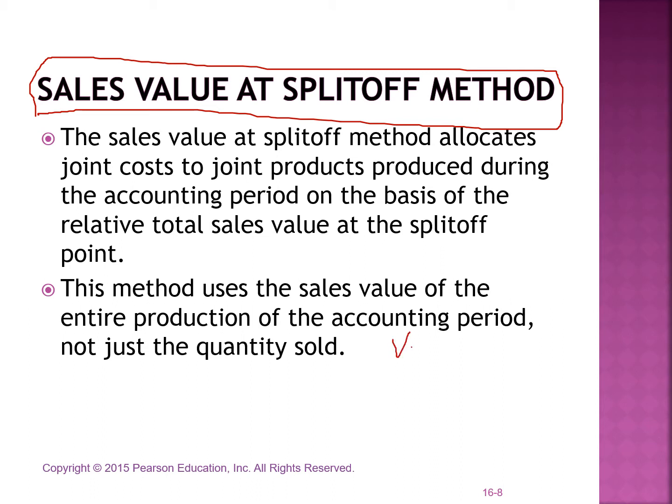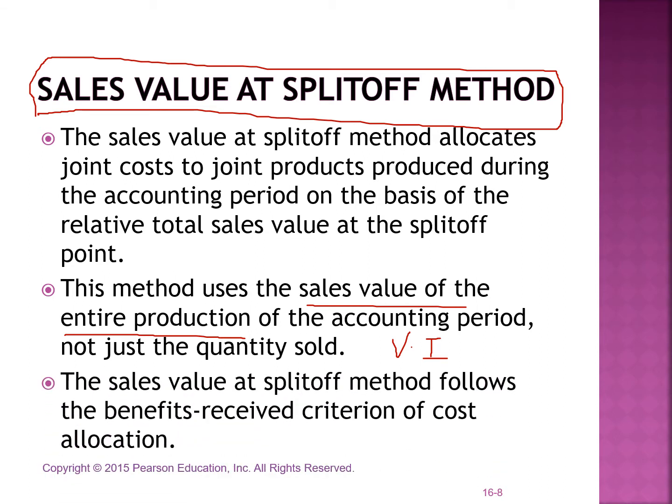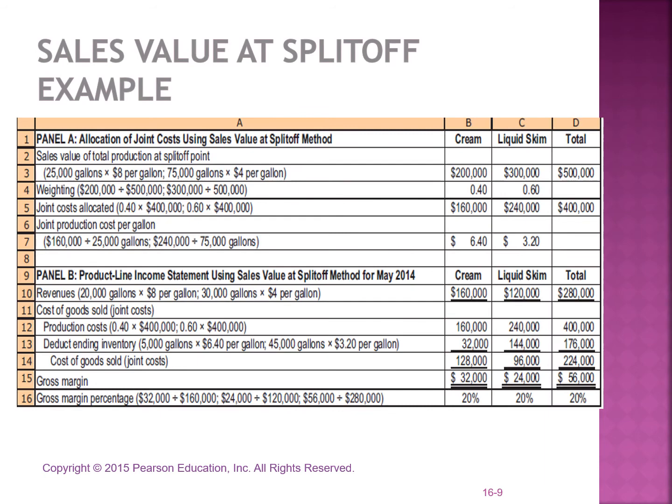And this is a very important point. Here in this method, we are using the sales value of the entire production, not only the quantity sold during the year. The sales value at split-off method follows the benefits-received criterion of cost allocation. Okay, this is the way of doing it. Okay, I will start with the allocation of joint costs.